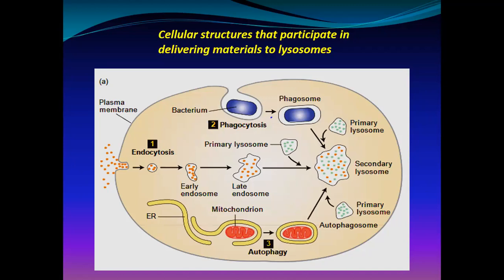And then the primary lysosome will come and bind with the autophagosome, and then you get the secondary lysosome. Then digestion will take place, and the mitochondria will be destroyed by the hydrolytic enzymes. Okay, fine.